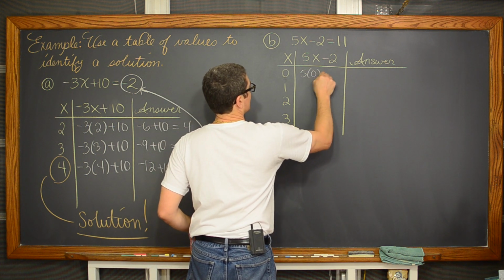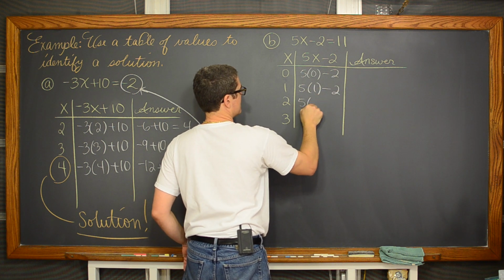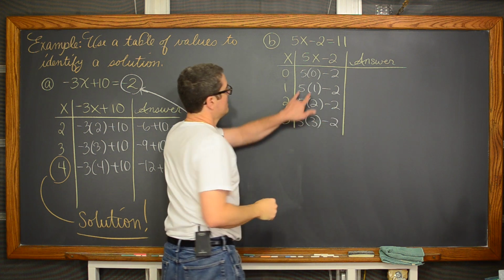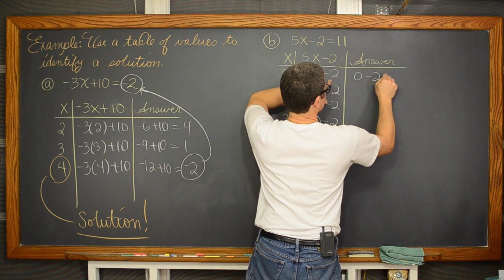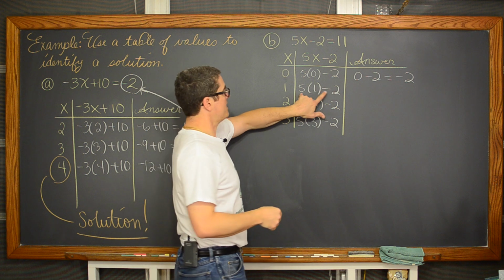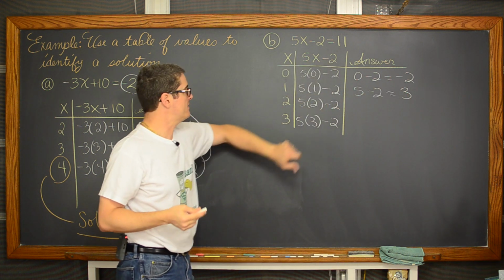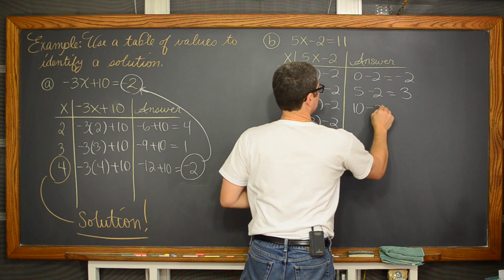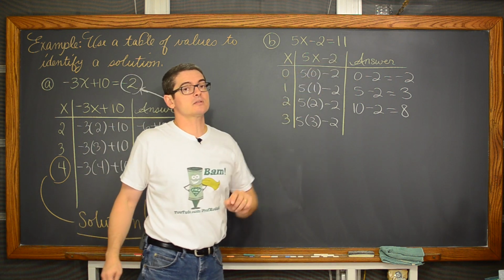Now coming over here, we're going to do the same thing, and we're going to have 5 times 0 minus 2, 5 times 1 minus 2, 5 times 2 minus 2, and 5 times 3 minus 2. That's going to be 0 minus 2, so that's going to be 0 minus 2, which is -2. We've got 5 times 1, which is 5, minus 2, which is equal to 3. We haven't got to 11 yet. 5 times 2 is 10. Minus 2, that is going to come out to be 8. We're getting closer to the right-hand side of 11.